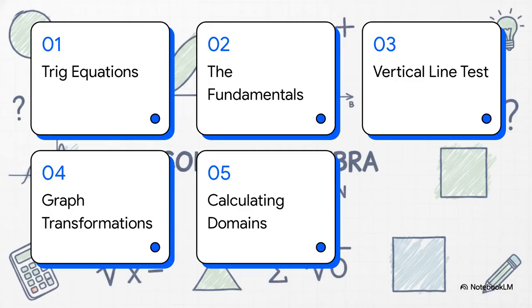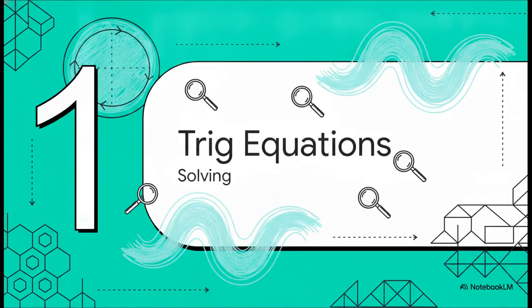So here's our roadmap for this exam prep. Level 1, solving trig equations. Level 2, the fundamentals. Level 3, the vertical line test. Level 4, graph transformations. And finally, Level 5, calculating domains. All right, let's dive into this.